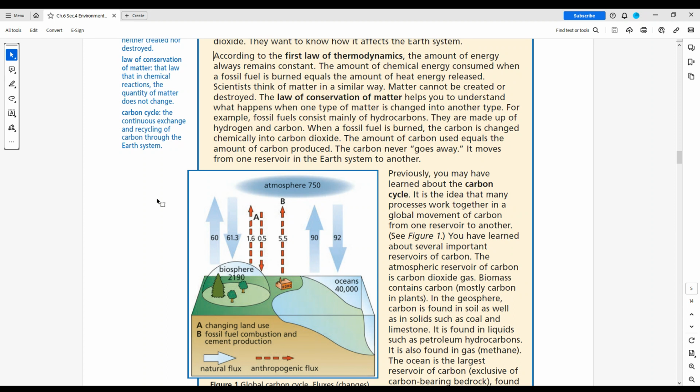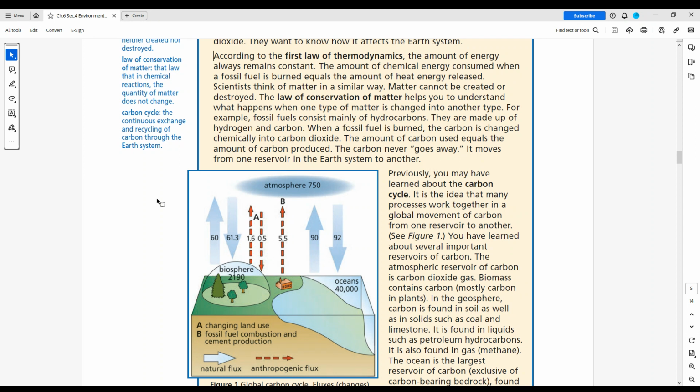The law of conservation of matter helps you to understand what happens when one type of matter is changed into another type. For example, fossil fuels consist mainly of hydrocarbons. They are made up of hydrogen and carbon. When a fossil fuel is burned, the carbon is changed chemically into carbon dioxide. The amount of carbon used equals the amount of carbon produced. The carbon never goes away. It moves from one reservoir in the Earth system to another.